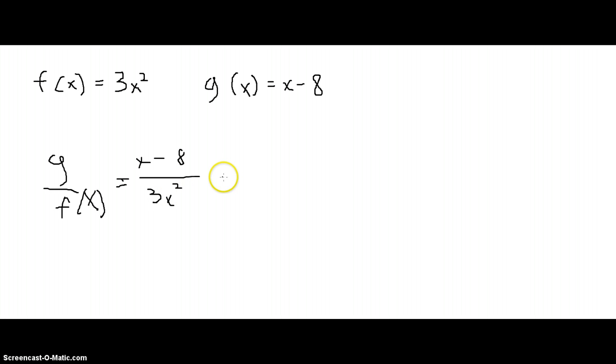Now, can you guess what our restriction would be? 3x squared. If you put any number that's positive or negative in for x, it's going to be fine. So for 3x squared, x cannot be 0. That's a restriction. That's what makes the denominator equal 0. And so it's 0. So first we did f over g, and now we did g over f.